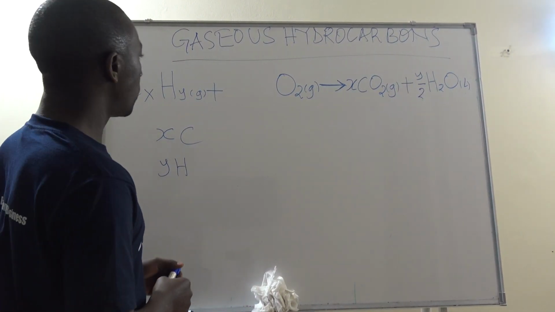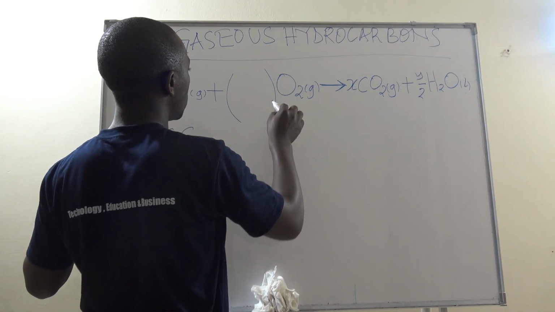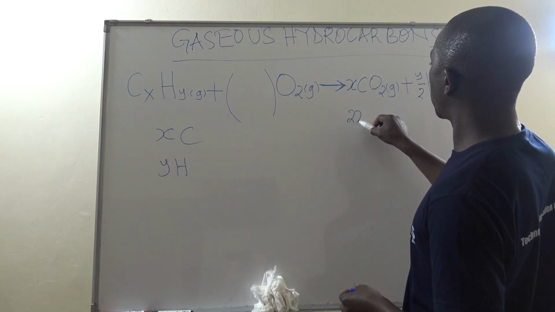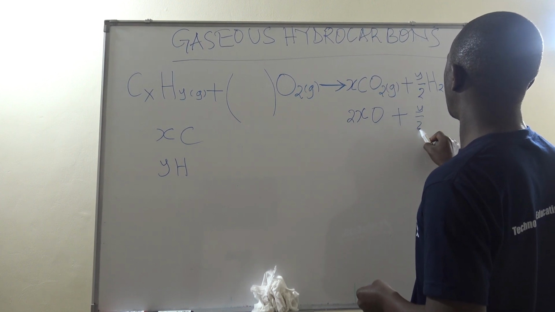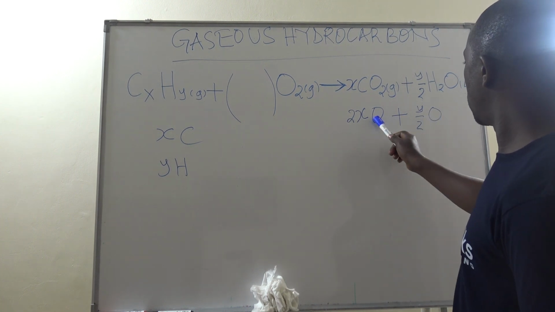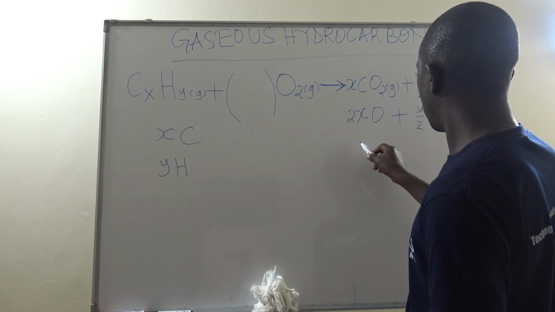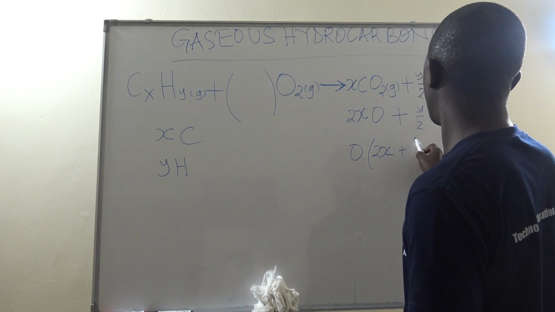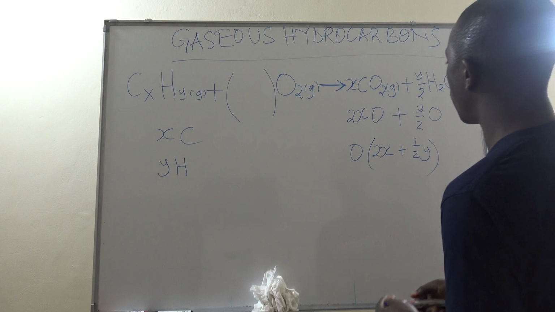Okay, then we look at oxygen atoms. On the right, we have 2x oxygens plus Y over 2 oxygens. And when we factor out oxygen, and yes, we can factor out oxygen, we get oxygen into brackets 2x plus a half of Y.